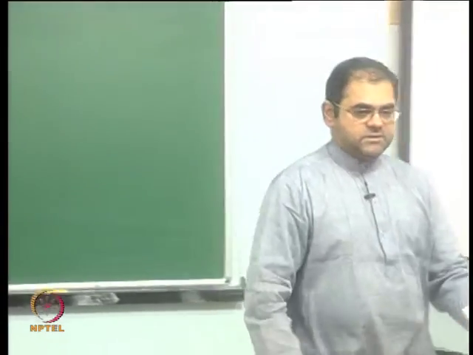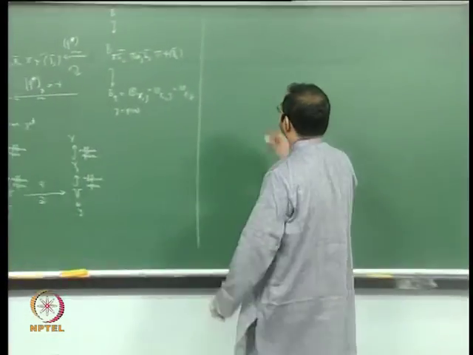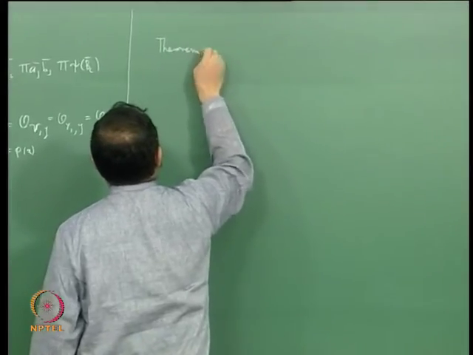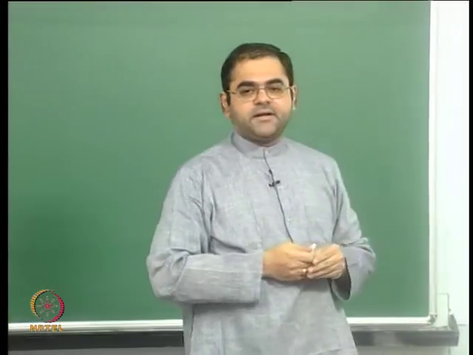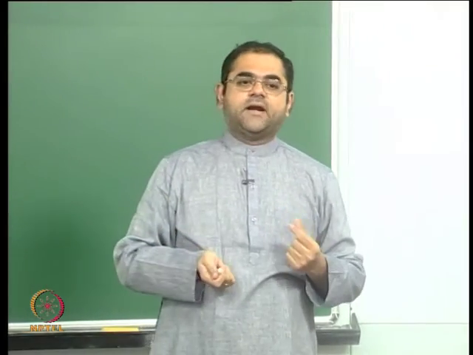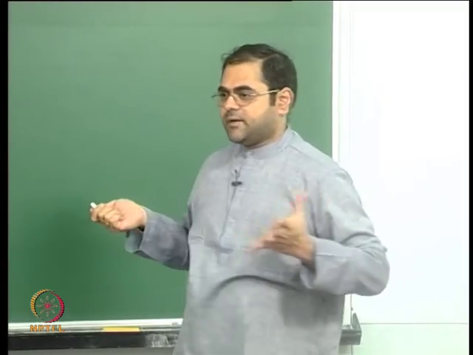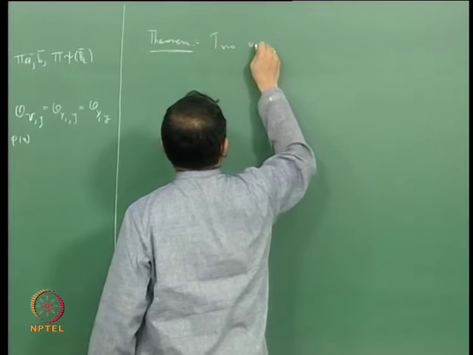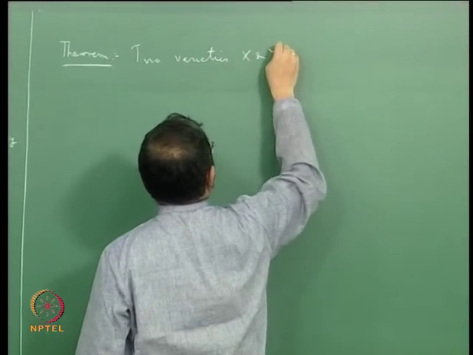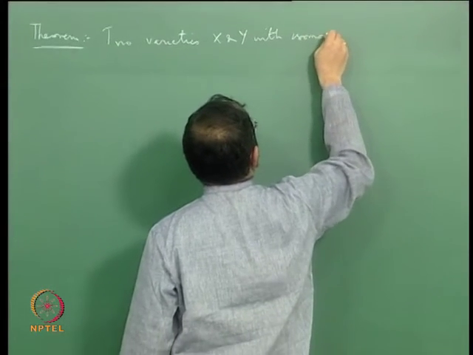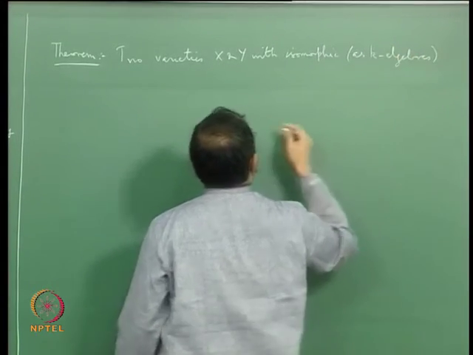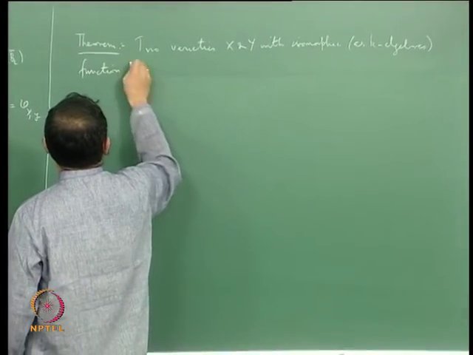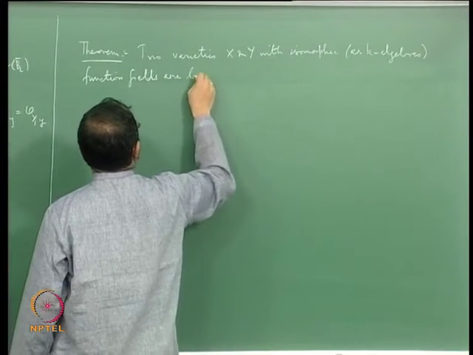Let me give this notebook back to you. So here is a theorem. Because it's connected with this, I'm continuing with this. So this tells you about the importance of function fields. If two varieties have isomorphic function fields, then they are birational, and conversely. Two varieties X and Y with function fields isomorphic as K-algebras are birational.